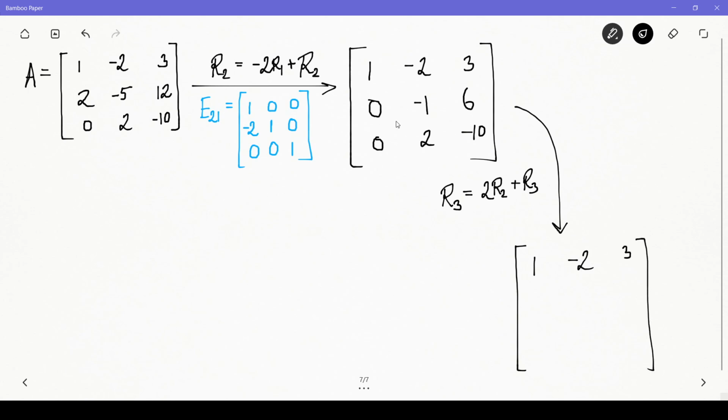And for our row 2, we are not making any changes, so it will remain as it is. But we are making changes to our row 3, according to this equation right here. So what are we going to do? Say 2 times row 2.